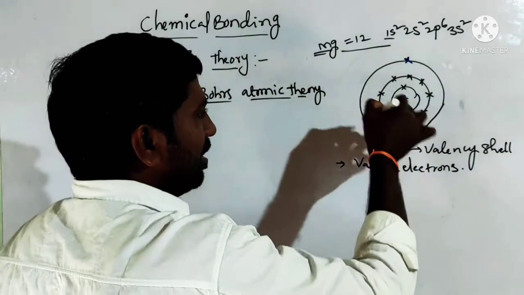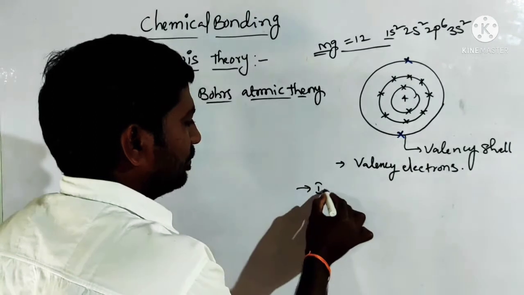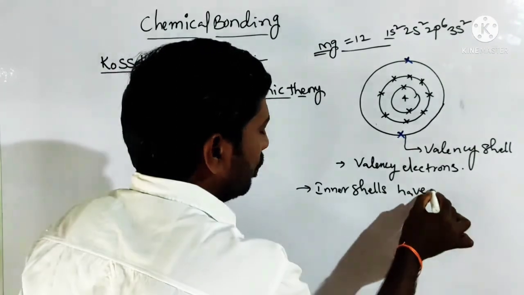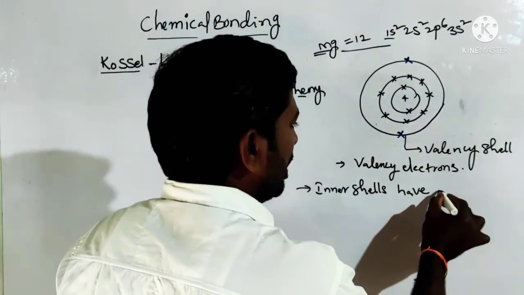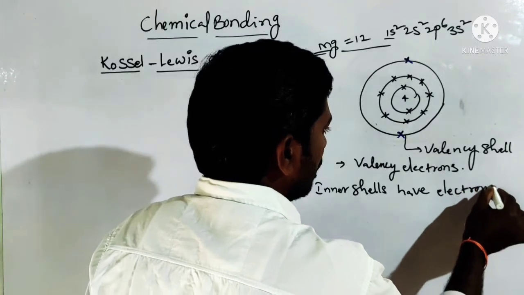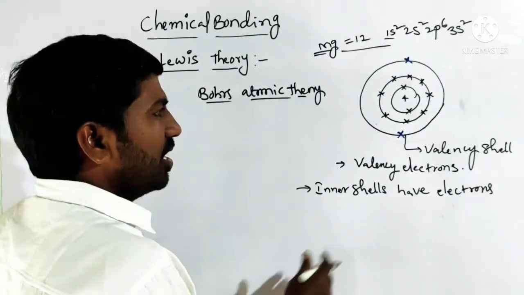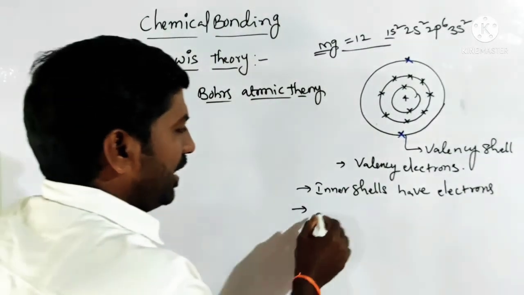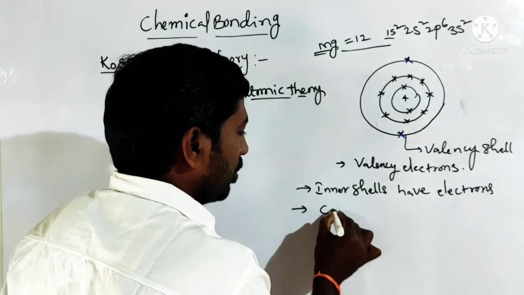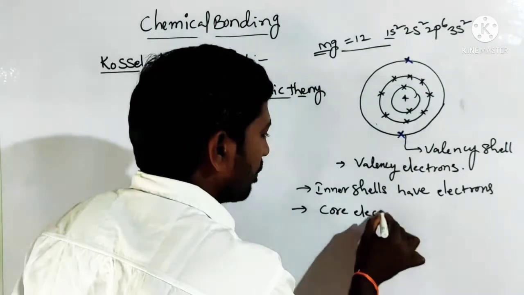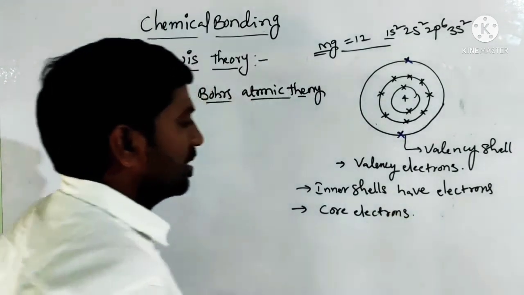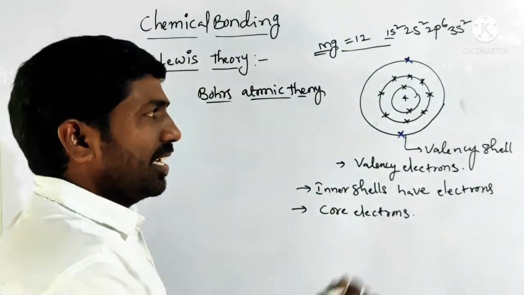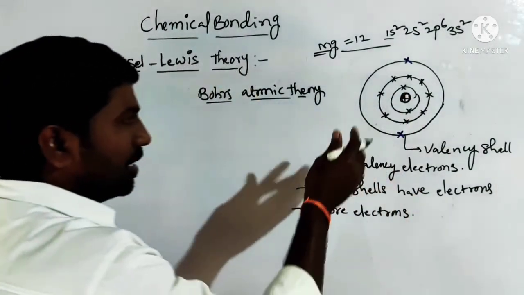Then the inner shells also have some electrons. The electrons in the valency shell we call valency electrons, and the electrons in the inner shells we call core electrons.